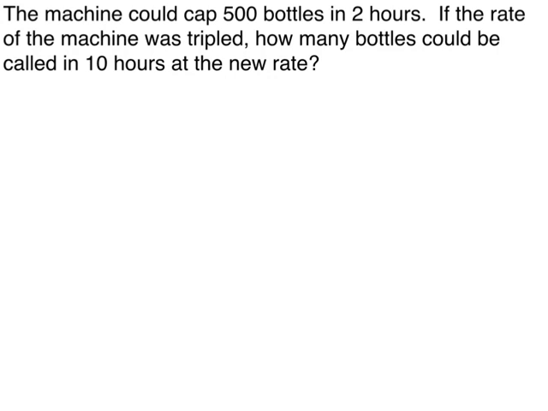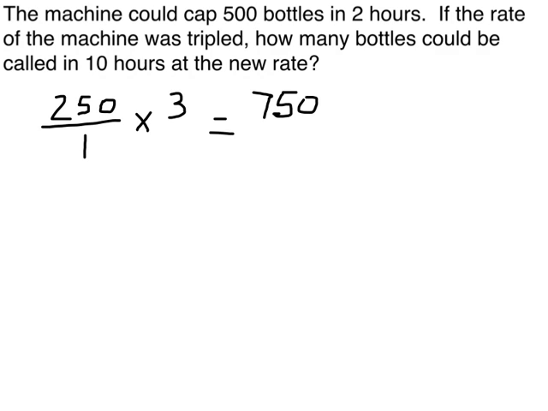Alright, the machine could cap 500 bottles in 2 hours. If it can do 500 in 2, 500 divided by 2 is 250 per hour. If the rate of the machine was tripled, 250 per hour times 3 would give us a new rate of 750 per hour. How many bottles could be capped in 10 hours at the new rate? I'm sorry, the problem should say capped.